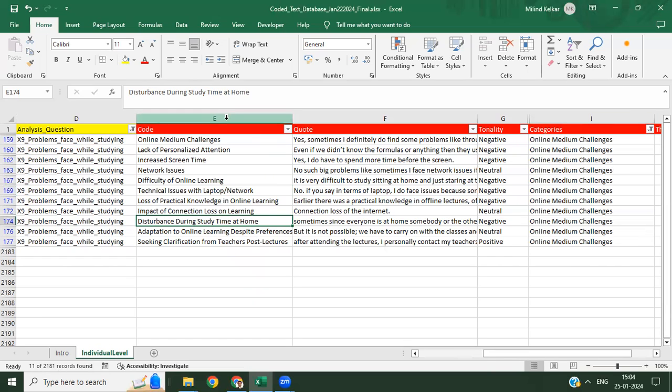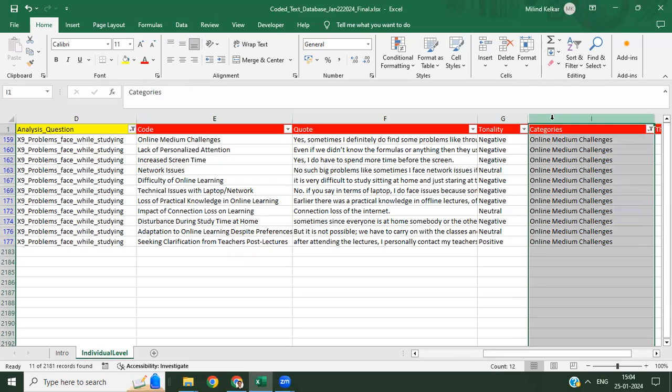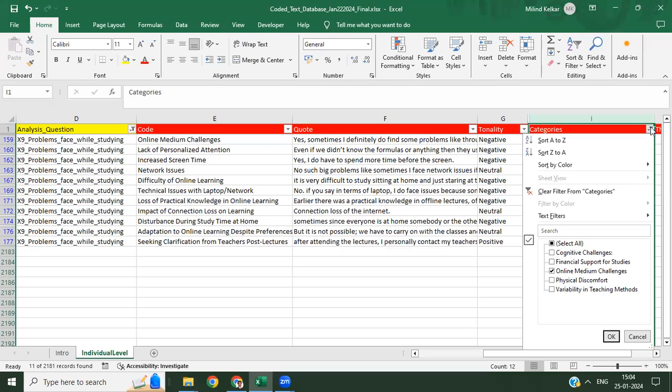So you have these codes being grouped under different categories, and you can then summarize your findings. You can rename these categories in a way that is convenient to you based on your experience. In addition, you can summarize saying there are five problems or issues that students face while studying. One is cognitive challenges, two is financial support for studies, three is online medium challenges, fourth is physical discomfort, and fifth is variability in teaching methods.